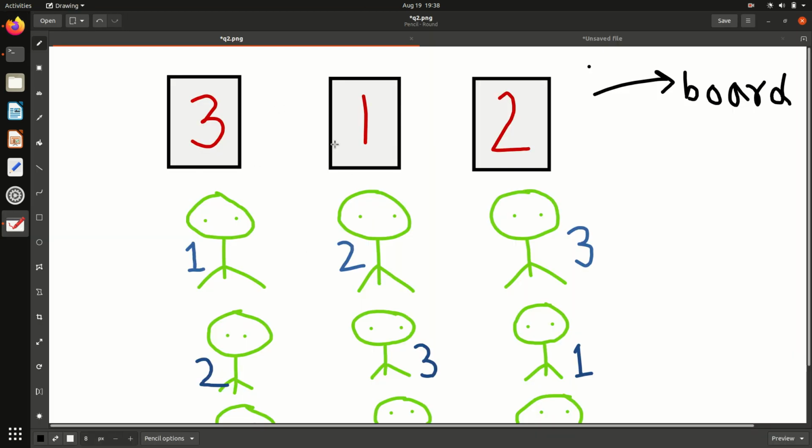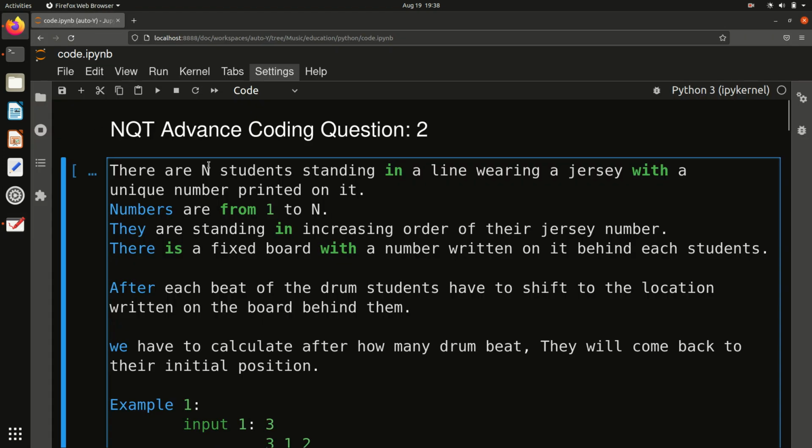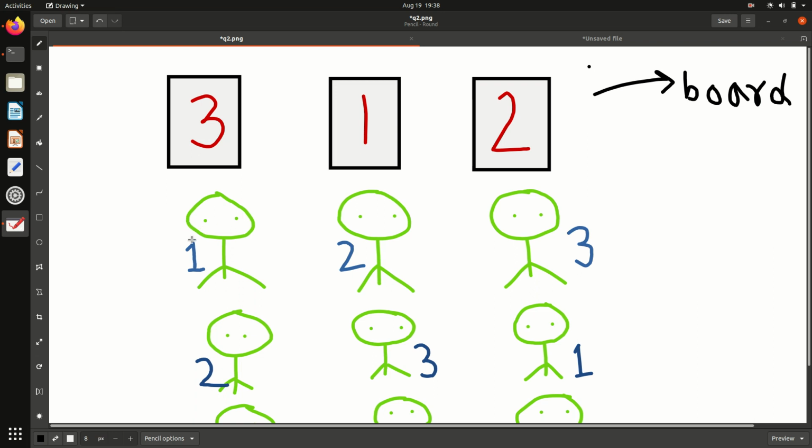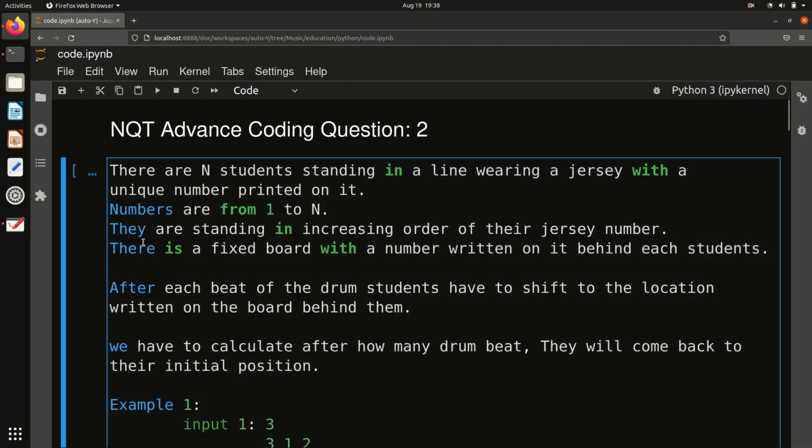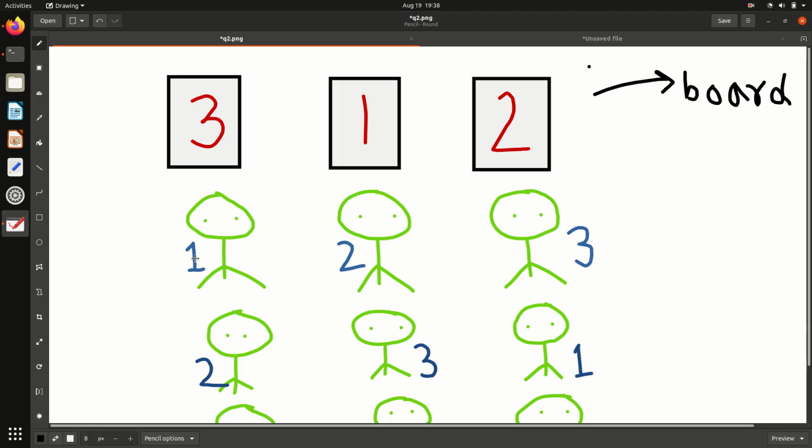So this is the diagram I have drawn, and if you see the diagram, we will move step by step. So n students are there, and they are wearing a jersey, and a unique number is written on it. These are the students, as you can see, student 1, student 2, student 3, and this is the jersey number I have written. So this student has jersey number 1, this has 2, and this has 3. Now move forward. They are standing in increasing order of their jersey number. So initially they are in increasing order of their number. So 1 is first, then 2, then 3.